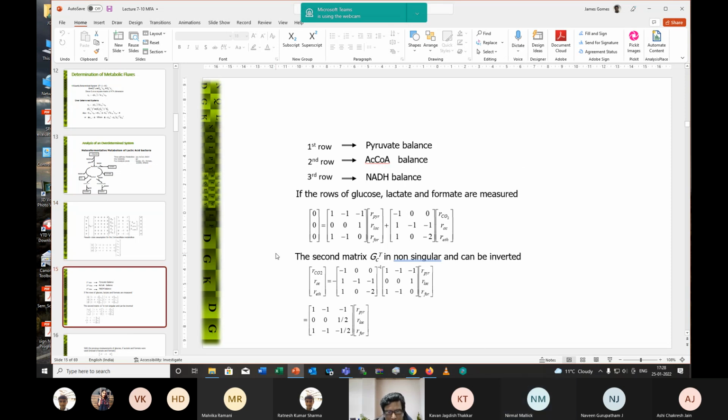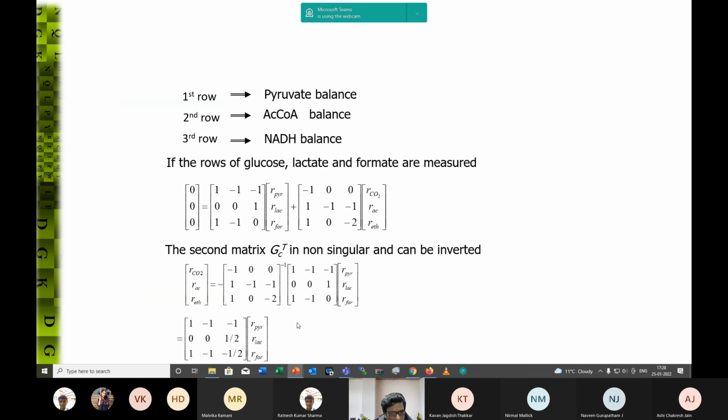All right. So now this part, we had said how to separate this out. If pyruvate, lactate, and formate are measured, then I can break this up as GM, VM, GC, and VC. Let me go to this full screen mode. So this would be GM. This would be VM. This is GC. And that is VC.